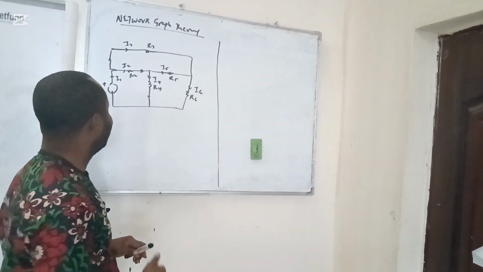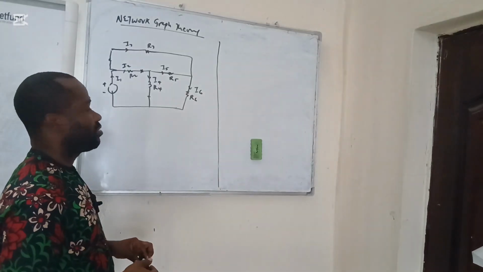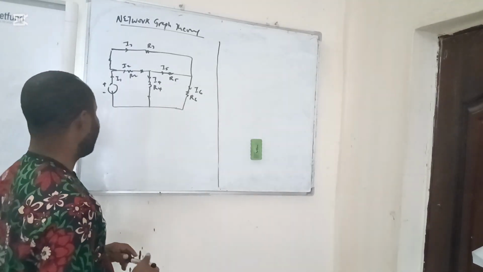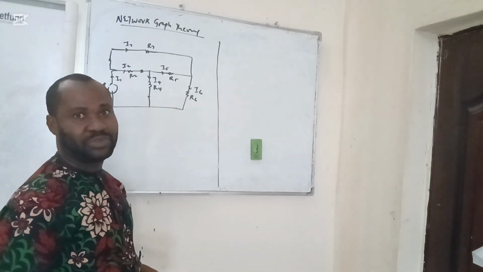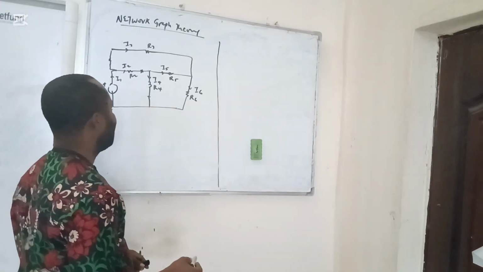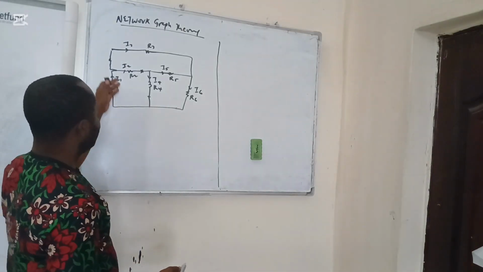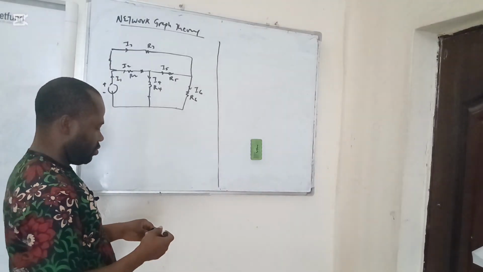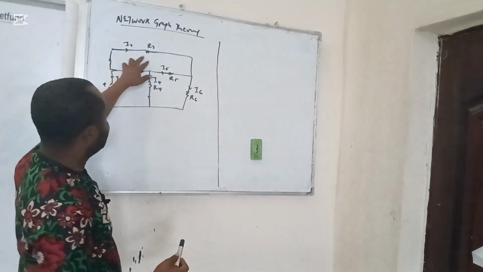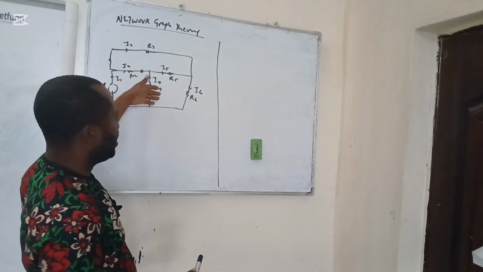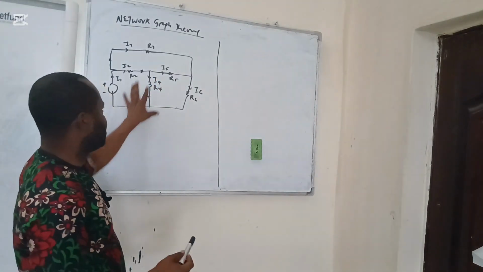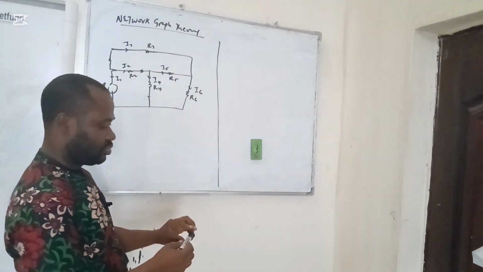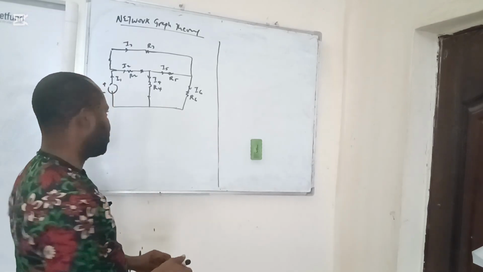Today we are looking at network graph theorem. It's a technique we can apply to give solutions to electrical circuits. We have something like this, where we have some branches, impedances and the source. We can actually transform this circuit into a graph with guiding rules.